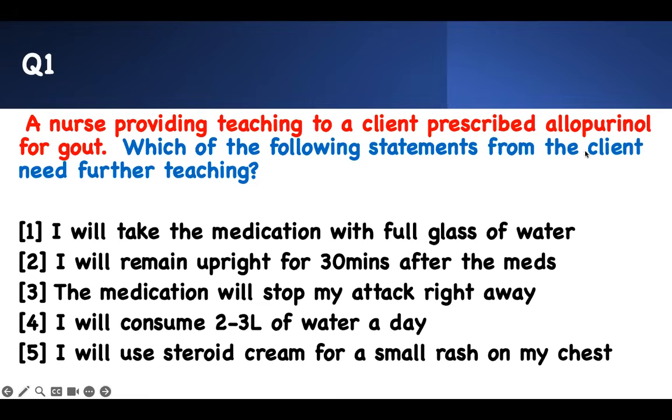To the following statement from the client need further teaching. A nurse is providing teaching to a client prescribed allopurinol for gout. So you have two things, allopurinol for gout. Even if you don't know what allopurinol is, look at gout. If you know things you need to avoid for gout, it's the same thing, right? The common one is to consume 2 to 3 liters of water a day. That will prevent crystal formation.